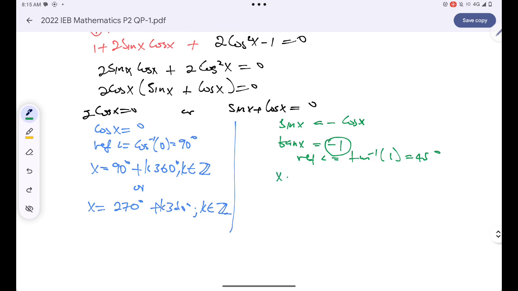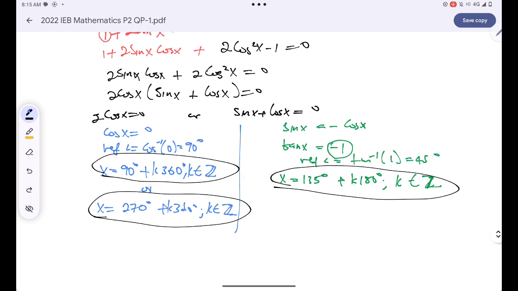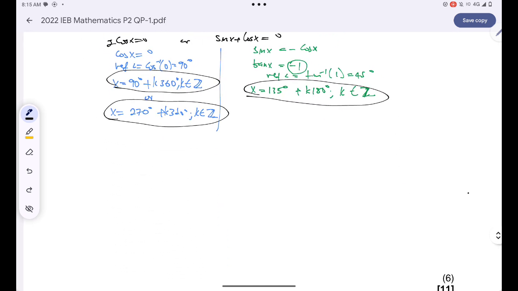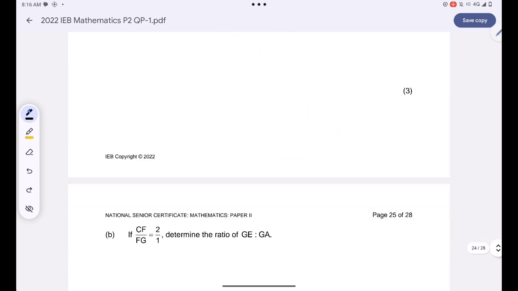So I'll simply say x is equal to 180 minus 45, that will give me 135, plus k 180 degrees, where k is an integer. Are you together? So these, guys, are the general solutions that will give me the x values that will make the identity undefined. That's how, guys, you're supposed to tackle that question. Now we are done with question 11. Let's go to question 14.